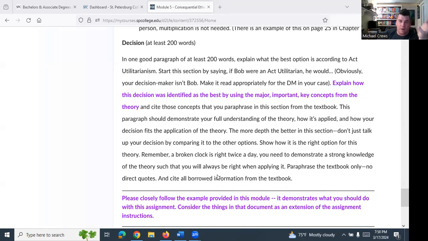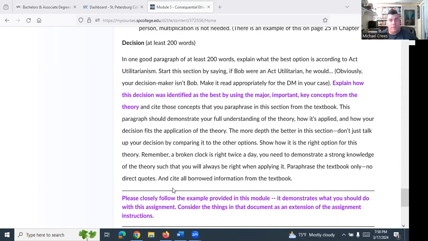Yours is Isaac, right? So you're going to start this paragraph by saying, if Isaac were an act utilitarian, he would, and then you fill in the full wording of the option that he should take. Okay, don't give me a half phrase. Don't tell me he should follow option 1. Write out what it is, et cetera, okay?